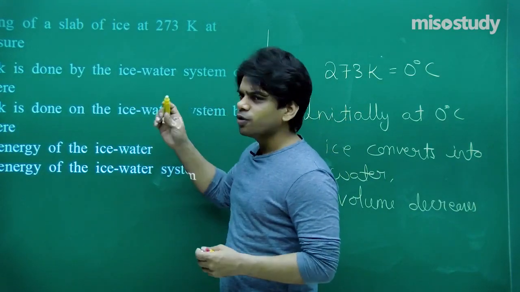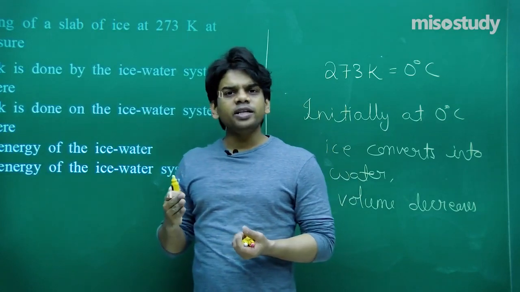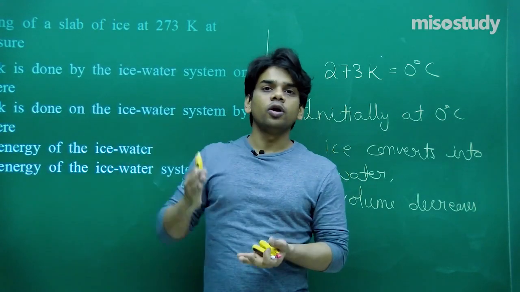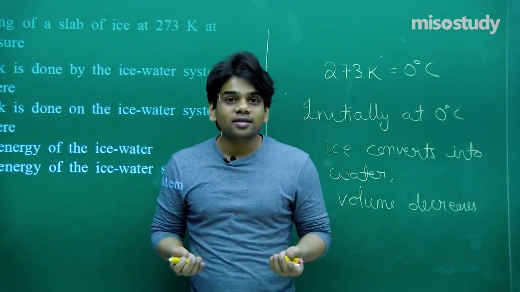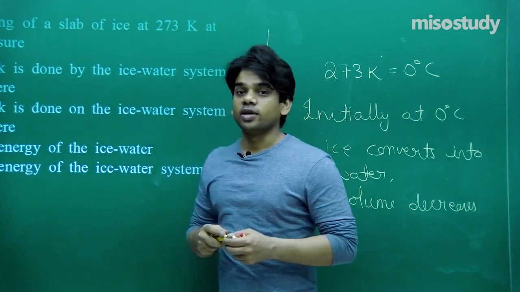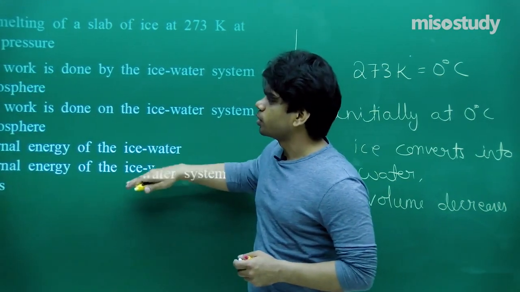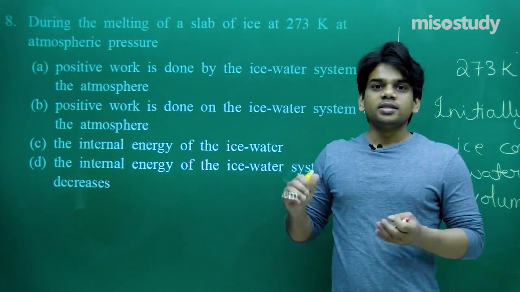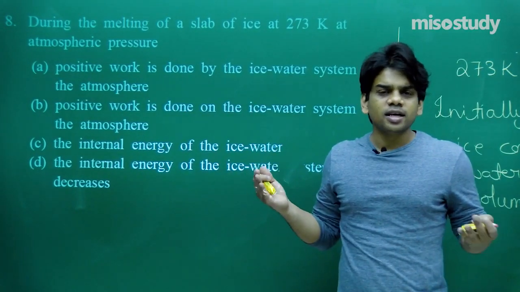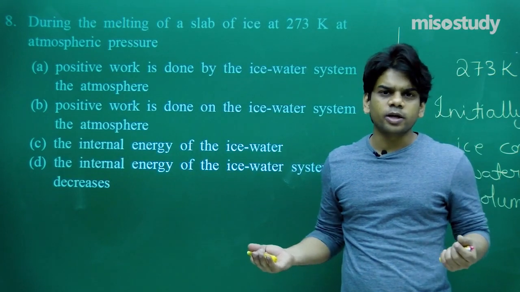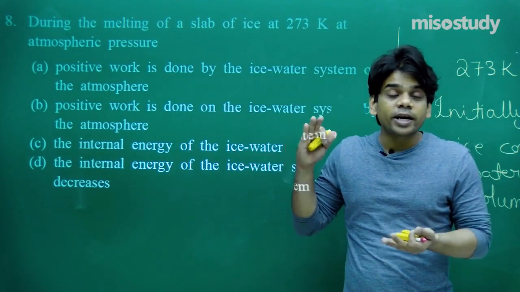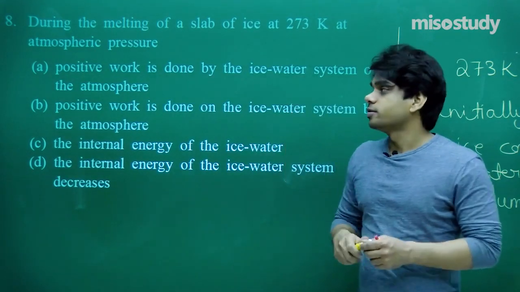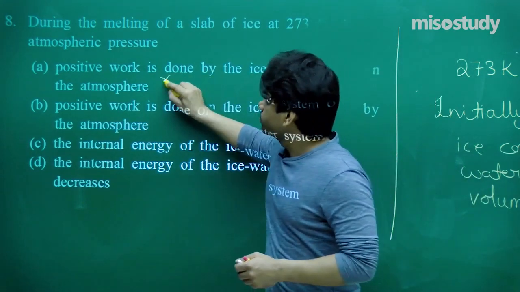Now you see, when volume is going to decrease, it means the atmosphere is going to do some work on the system, rather than the system doing work on the atmosphere. Let's go and find the given option. A, positive work is done by the ice water system on the atmosphere. Since there is no expansion, the ice water system is not doing any work on the atmosphere. It is in fact getting contracted. Work is done on it. So this will be incorrect.